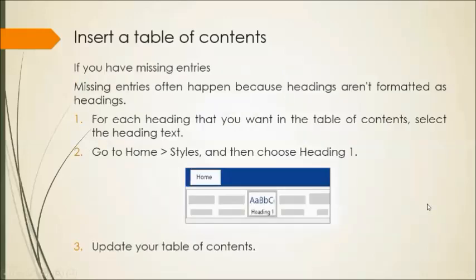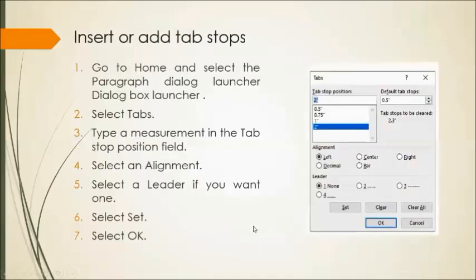If you have missing entries, missing entries often happen because headings aren't formatted as headings. So for each heading that you want in the table of contents, select the heading text, go to Home, and then Styles, and then choose Heading 1. Then update your table of contents.